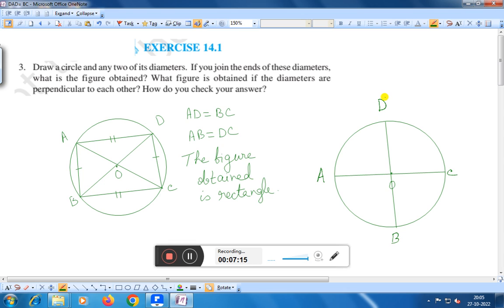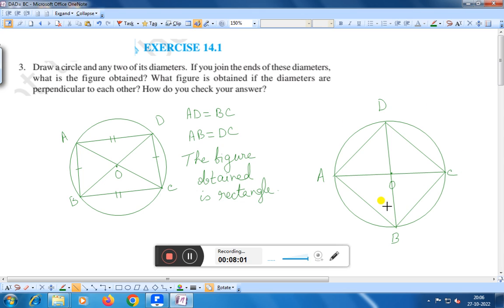Right? Now we join the ends of these diameters. Let us join the ends of these diameters, that is, this one, this one, this one, and this one.